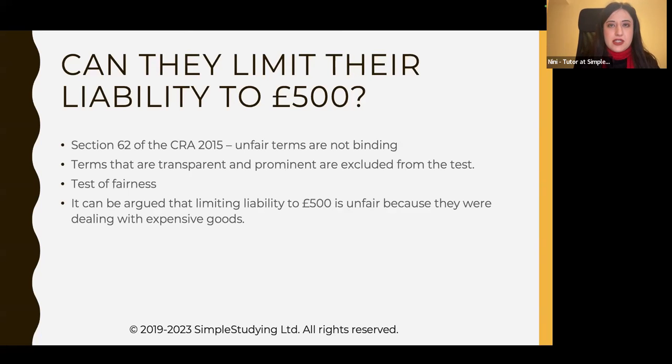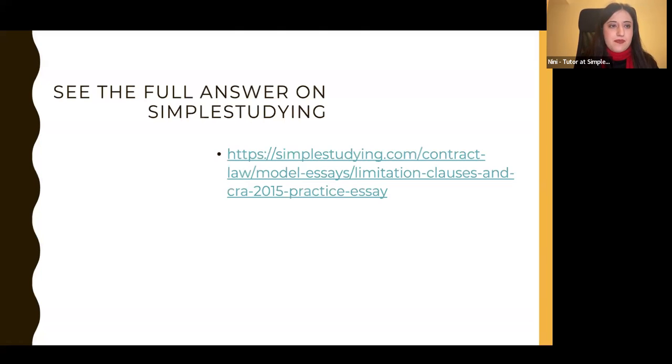Well, they did include it in the terms and John looked at it, but would you argue that it was transparent and prominent? Well, it was really hard to find the terms and conditions on the website, so that can affect the transparency argument. Also, it can be argued that limiting the liability to £500 is unfair because they were dealing with expensive goods and the test of fairness could fail on this basis. You can see the full answer on our platform, but we have now reviewed the main legal issues in this problem question, and I have given you detailed guidance about what you should argue.